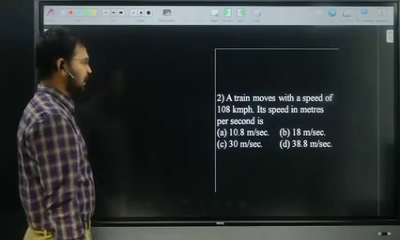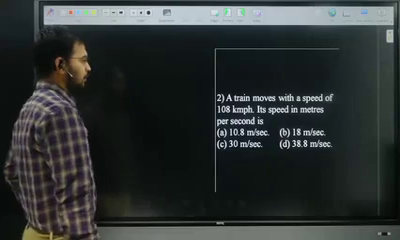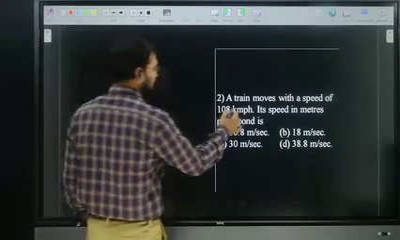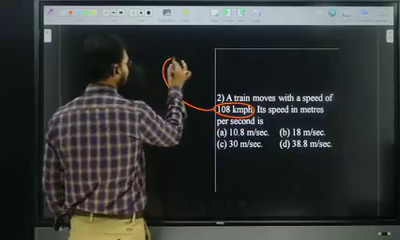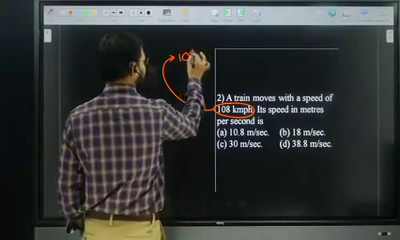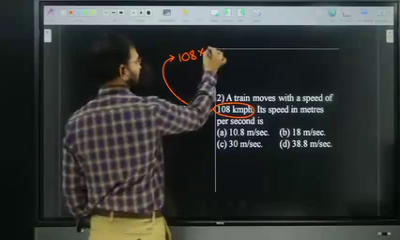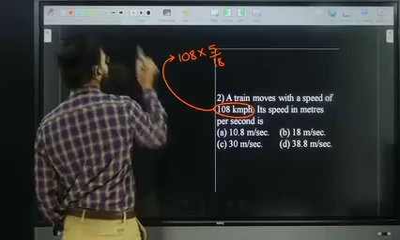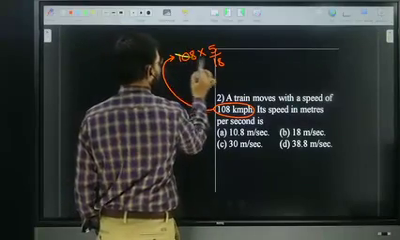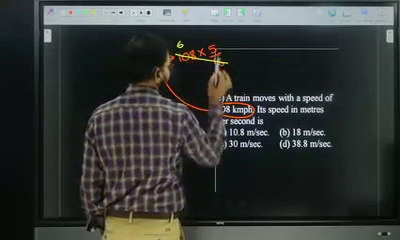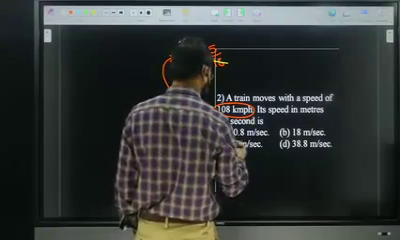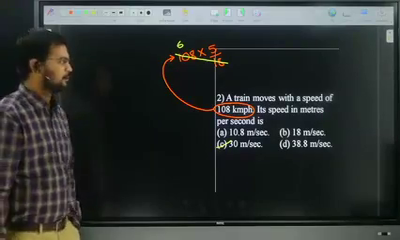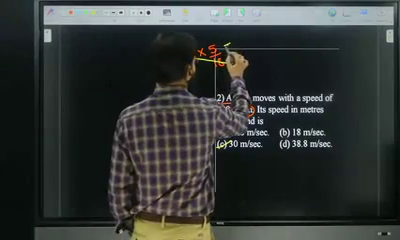A train moves with a speed of 108 kilometer per hour. What is its speed in meters per second? Simply they are asking in terms of meter per second. So 108 into 5 by 18. 18 how many times? 18 6s are 108, and 6 5s are 30. So 30 meter per second. This is simply a unit conversion.